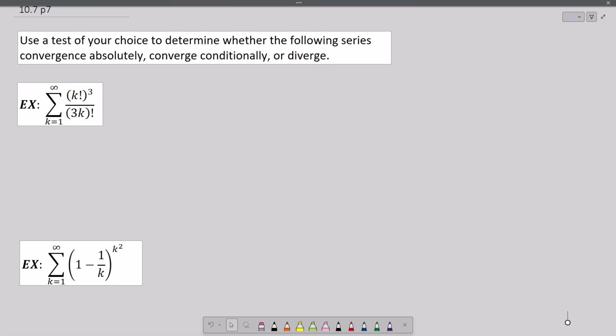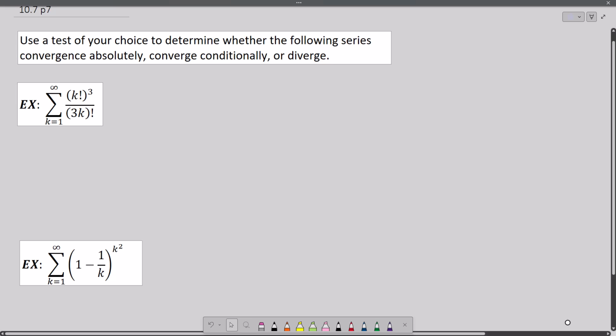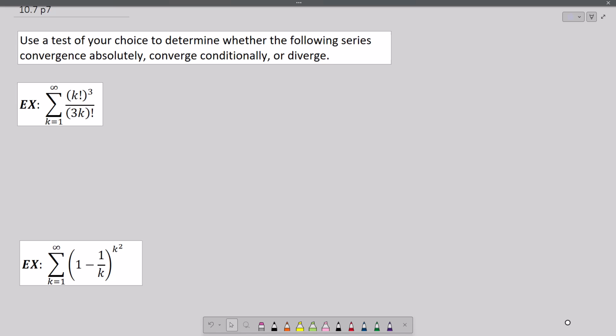All right. What do you think we're going to use? Which test will we use for that top one? As soon as we see that factorial, go to the ratio test. So try that. Let's see if you can figure out all the factorials that get jumbled in here all together in like a big old mess. Give it a shot.